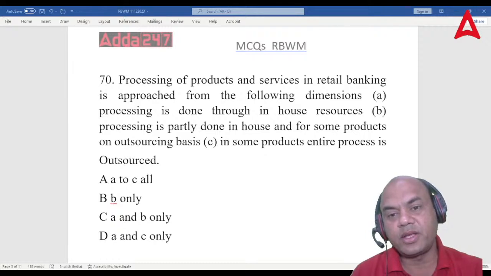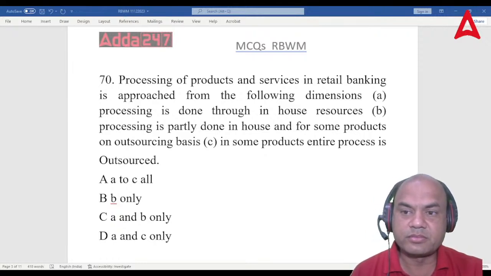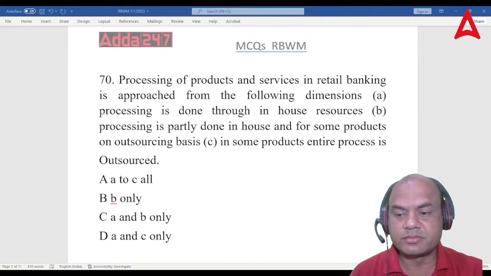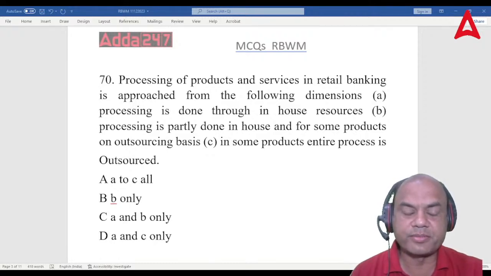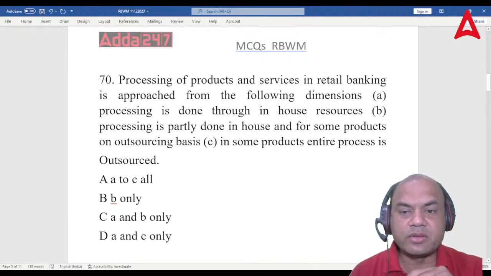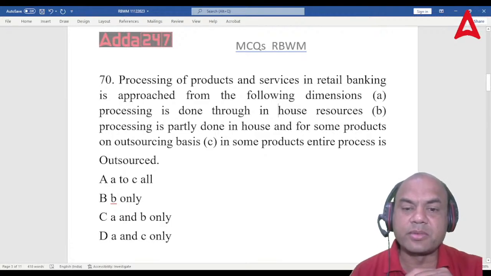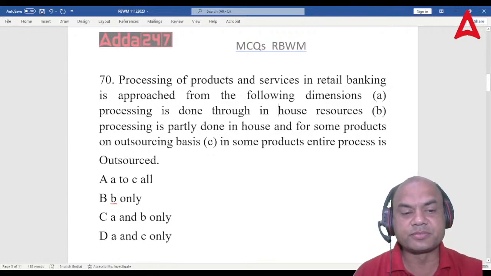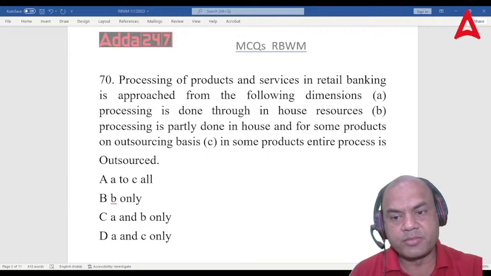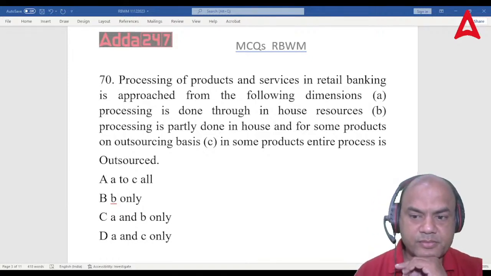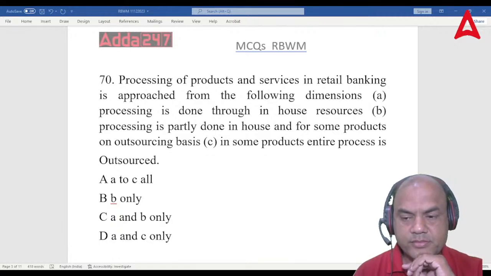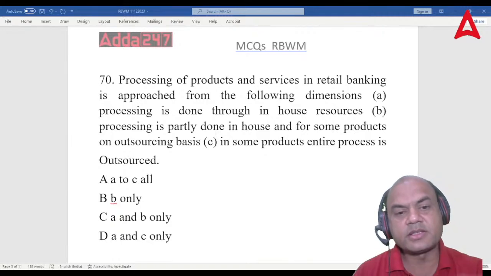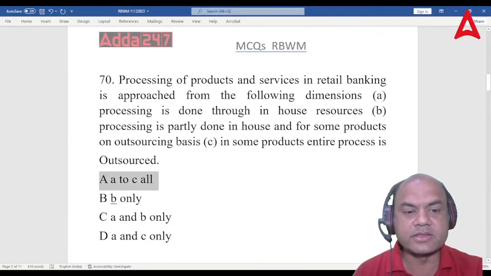Think over it. Everyone. Is it A to C all? Means some completely in-house, some outsourced, some in-house and completely outsourced. Is it something like that? Or only B? Many of you are thinking B is the answer. What do you think? The answer is A to C all. This is the answer, right?